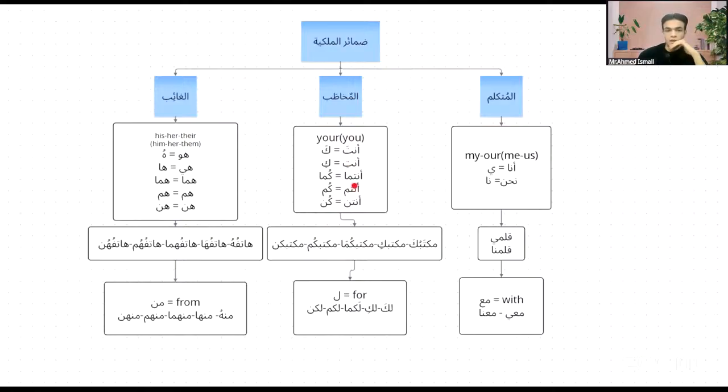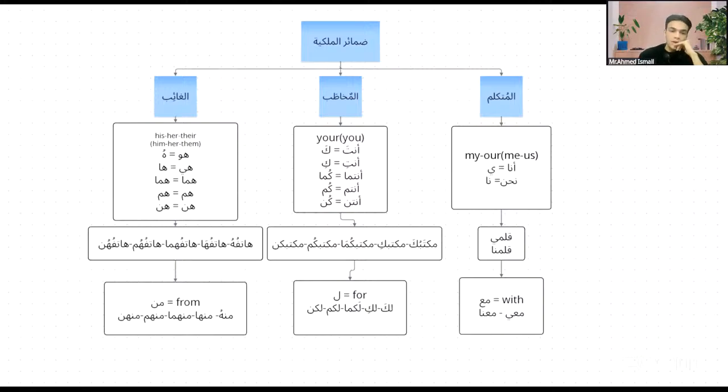And so on. And we said also, if I have antum, I can use it if you have a group of males and females together. Like, for example, if I have a class, this class from boys and girls, and I want to speak with all of the class, I will say antum. I will not say any other pronoun.